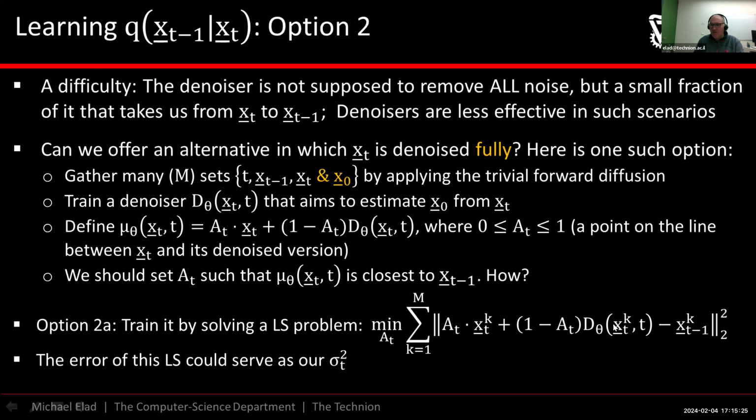Take the mean squared error of this per pixel, and this will serve as the sigma t. So this is option 2a. Very simple to apply. I have not seen this done in the literature, and I don't know how it will work. Let's move to option 2b.